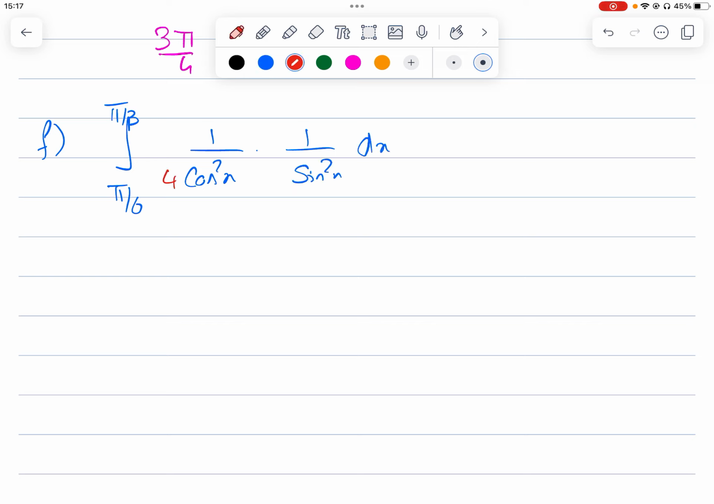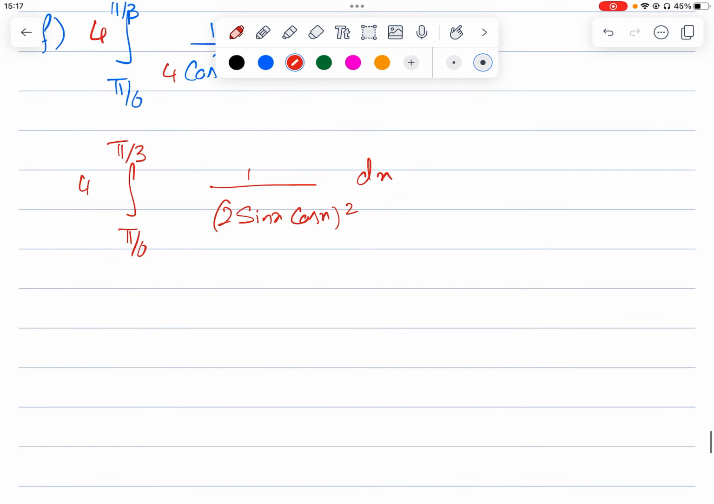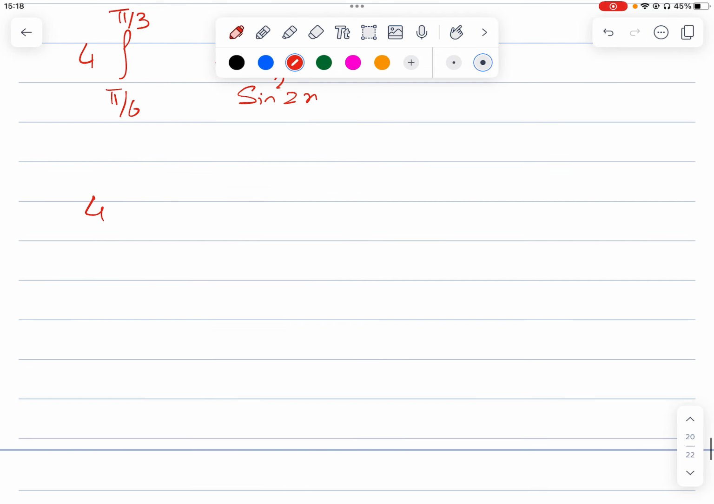Multiply and divide by 4. So it becomes 4 integral pi upon 6 to pi upon 3 1 upon 2 sin x cos x whole square. 2 sin x cos x is sin 2x. So 4 pi upon 6 to pi upon 3 1 upon sine square 2x dx. Sine square 2x in the denominator is nothing but cosecant square: pi upon 6 to pi upon 3 cosecant square 2x.